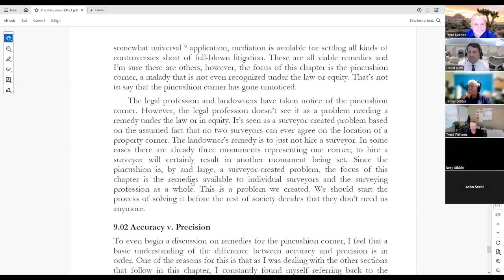Since the pincushion is, by and large, a surveyor-created problem, the focus of this chapter is the remedies available to individual surveyors and the surveying profession as a whole. This is a problem we created. We should start the process of solving it before the rest of society decides that they don't need us anymore.